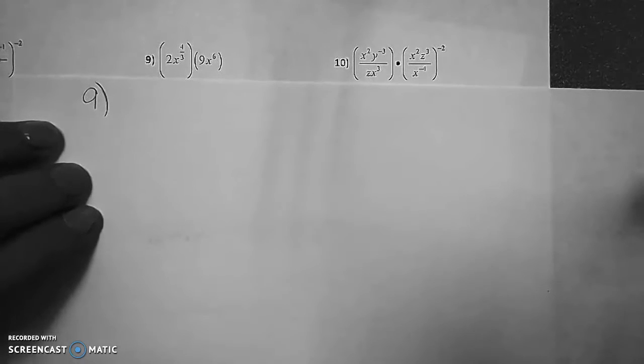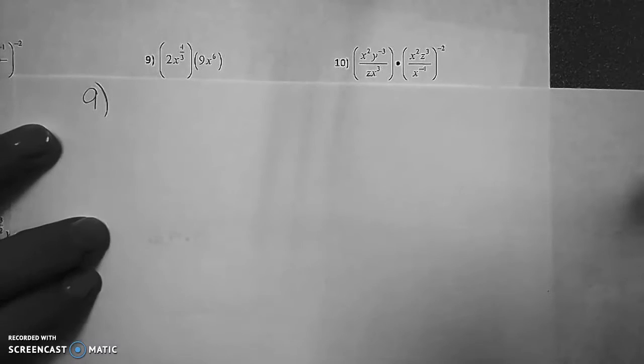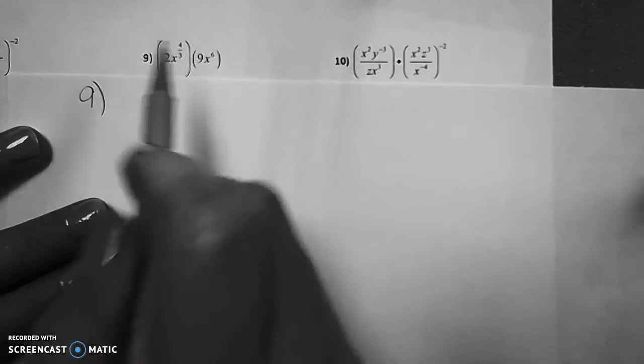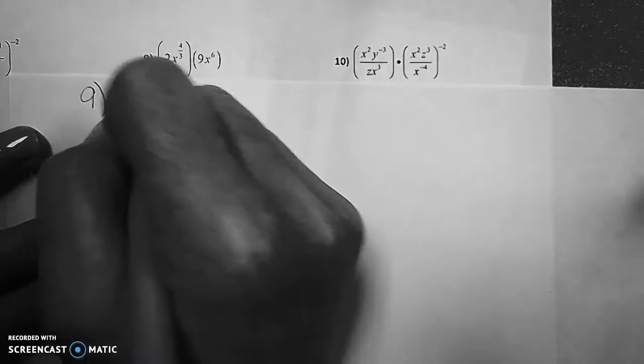Good morning. We are looking at frequently asked questions on homework 2.1 from last night, so Unit 2, homework problem number 1. And we're looking at problem number 9 to start with. So in problem number 9, you're multiplying these two expressions together, and so 2 and 9, that's 18.